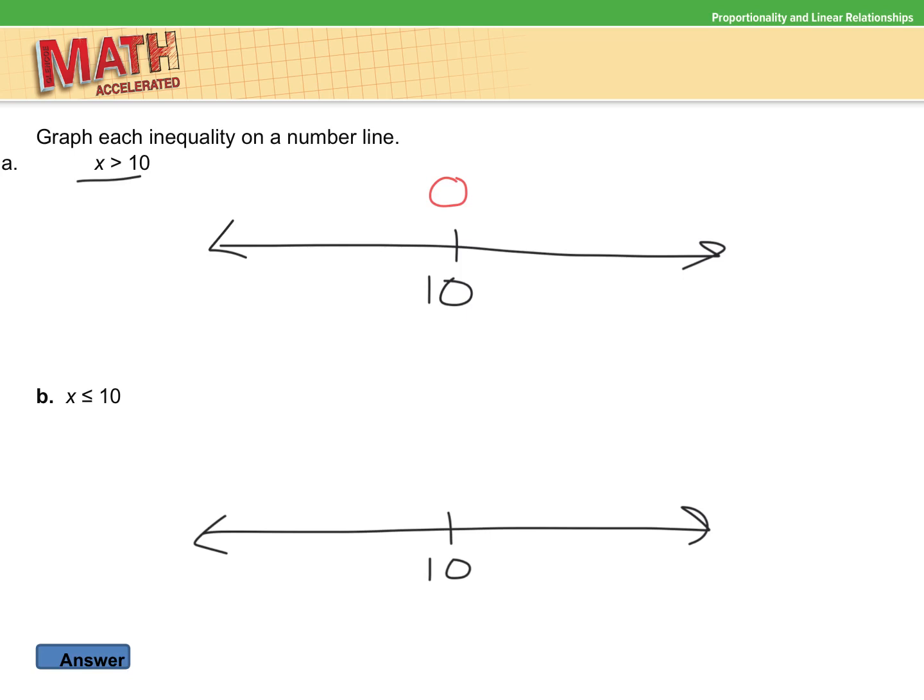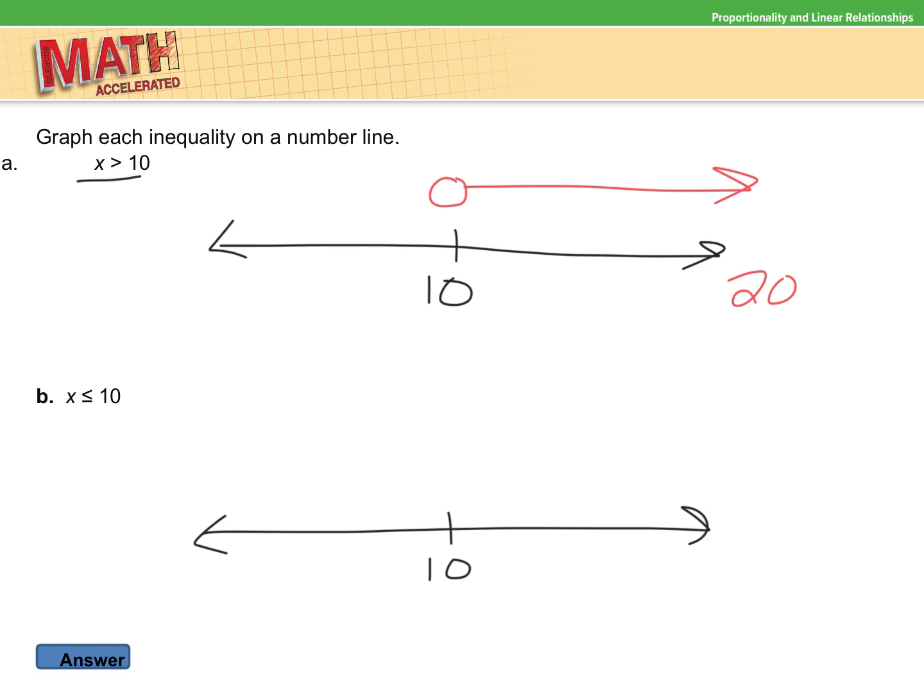Now what's the last thing we have to figure out? You have to put a line, which way our arrow goes. We want all x values that are greater than 10. Where are all the numbers that are greater than 10? To the right, towards your positives. How could I check if I got it right, if you're questioning it? I could pick a number over there and plug it in. Is 20 greater than 10? Yes.